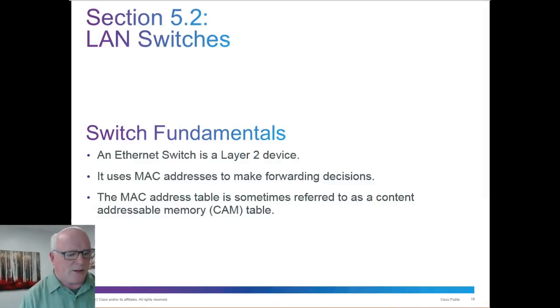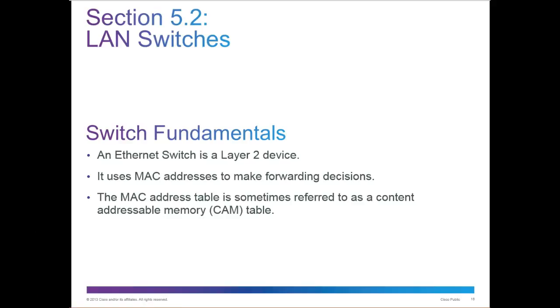So we'll start talking about switching fundamentals. An Ethernet switch is a layer 2 device. You need to remember that. And it uses MAC addresses to make its forwarding decisions. A switch is not a smart device. It does not understand anything about the IP address. There's nothing programmed into it. It just knows how to read MAC addresses, and an IP address is absolutely useless to it. But it does MAC addresses very, very well, and that's important.